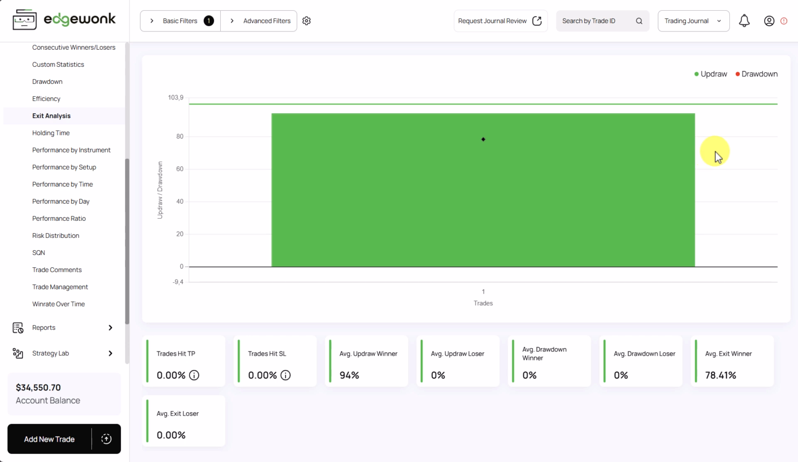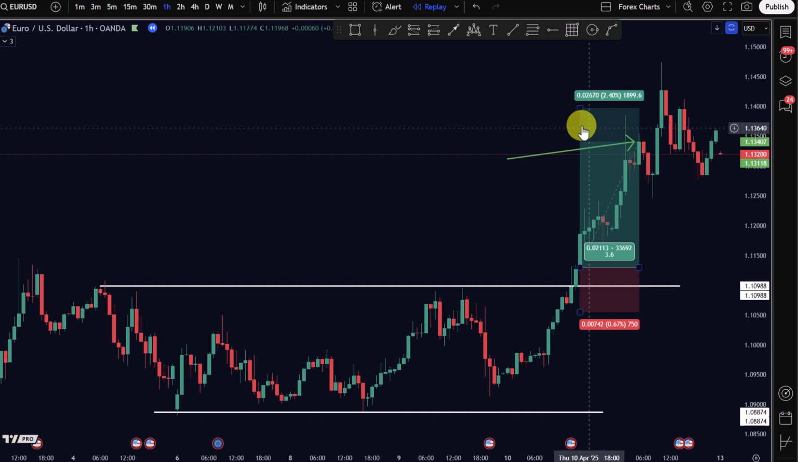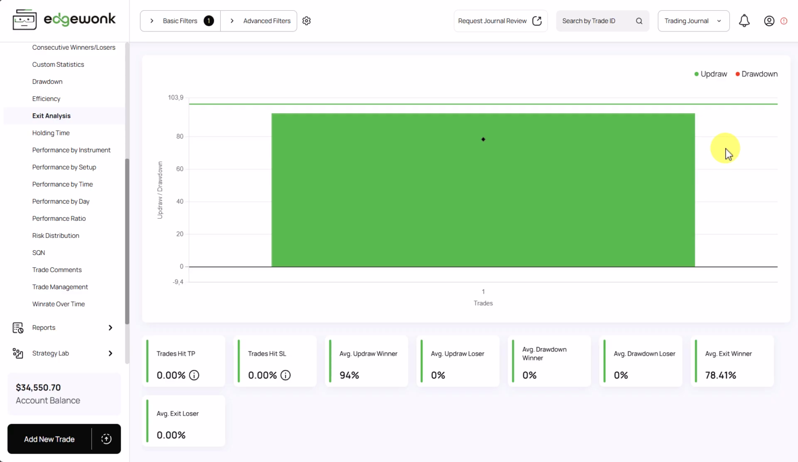So we actually exited the trade. What we see here is that our profit was here. The highest price that we recorded was here, very close to the actual take profit, and the exit was here. And this is what the exit analysis now shows us. The highest price was here, the take profit was here, and the exit was a little bit below that. And this is a really helpful feature if you want to later work on your strategies for exiting your trades.